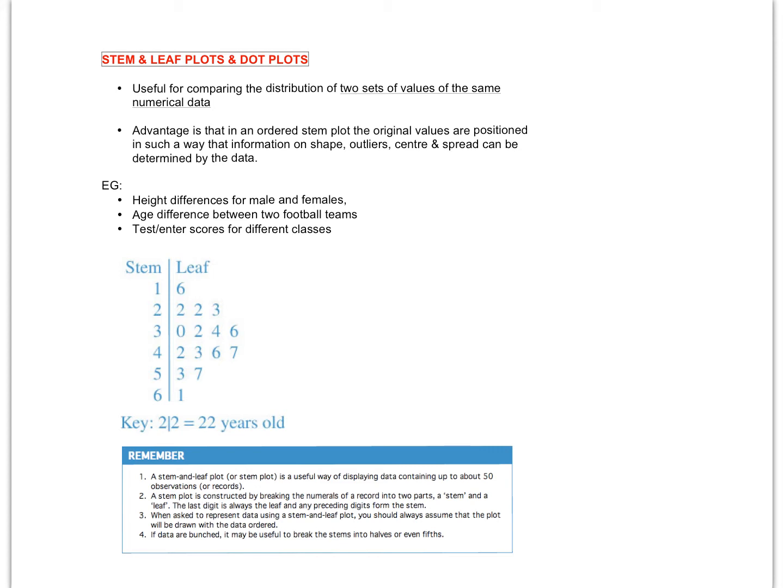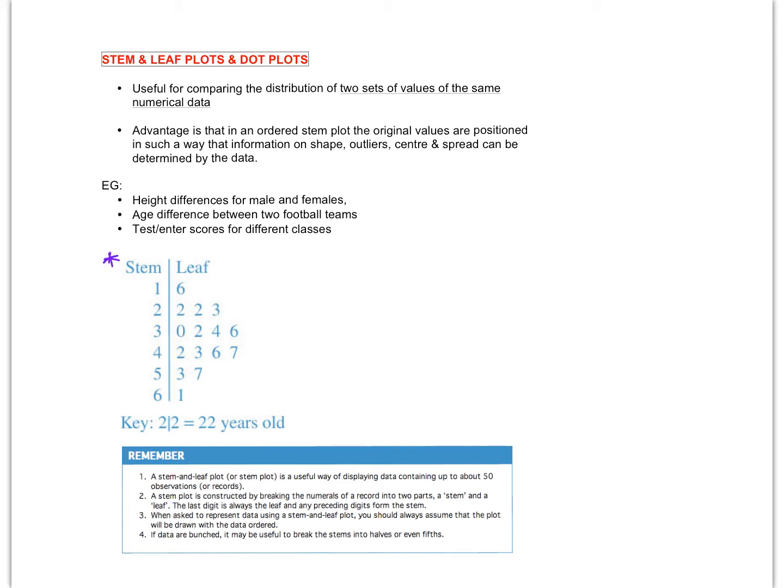So say, for example, you had the staff here at Bernard's, you might have the male staff and the female staff and their heights. Because it's the same thing, you might use it because you can use a back-to-back stem and leaf plot. So let's just go through what a stem and leaf plot is first of all. So we've got an example here.